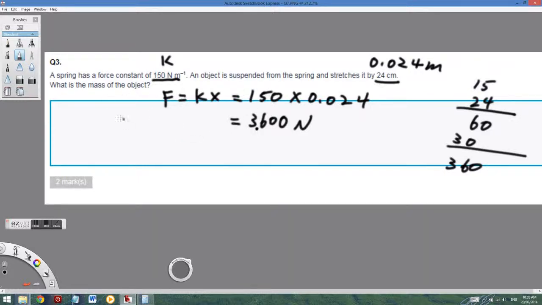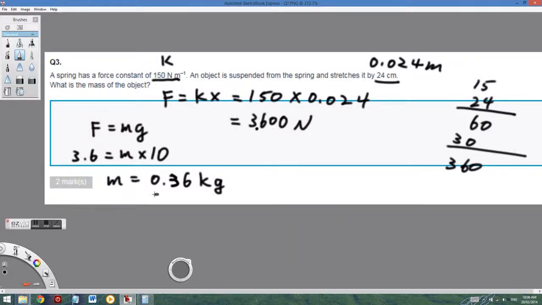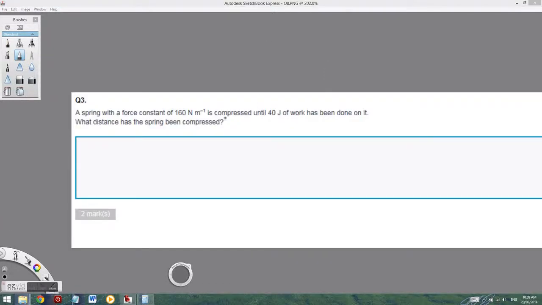What's the mass of the object? So that's the weight force. The weight is mass times gravity. 3.6 equals mass times 10. My mass must be 0.36 kilogram. Okay, done.